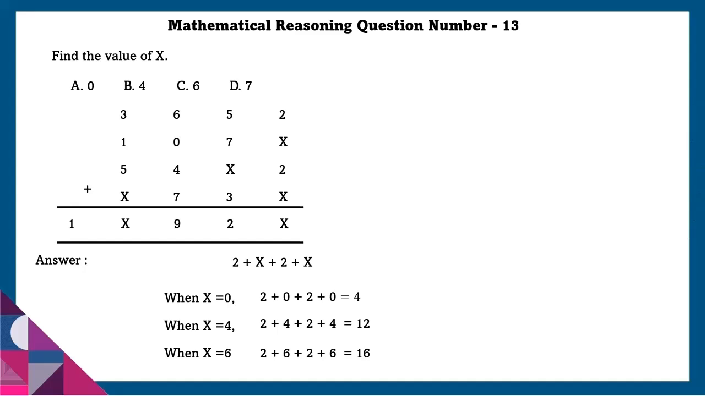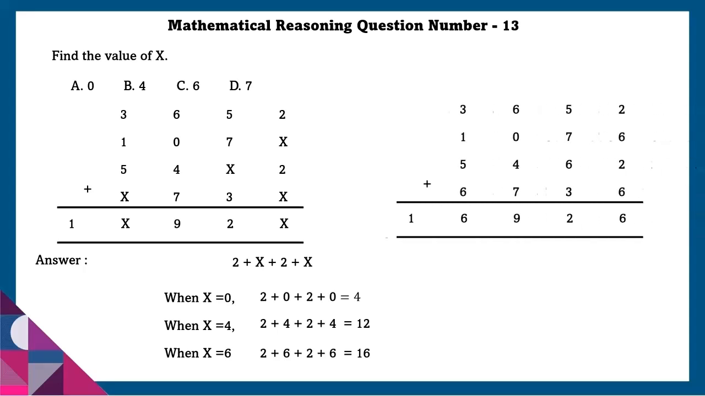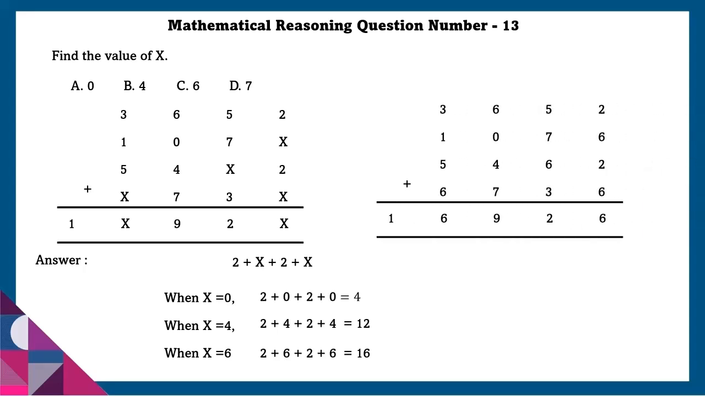Here, when we put 6 in the x place and if we carry forward 1, it will be correct because all the sequence is going correctly. So let us just check if this is correct. Yes, it is going perfectly. So the answer is C.